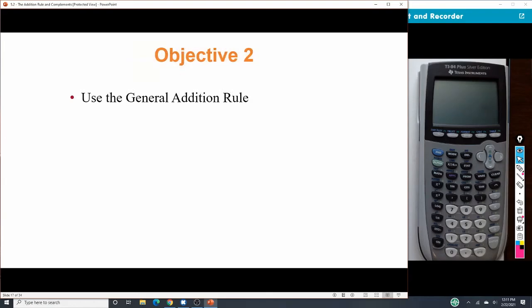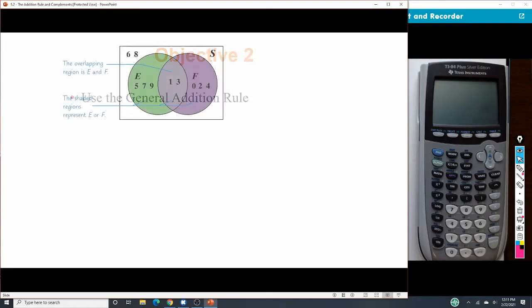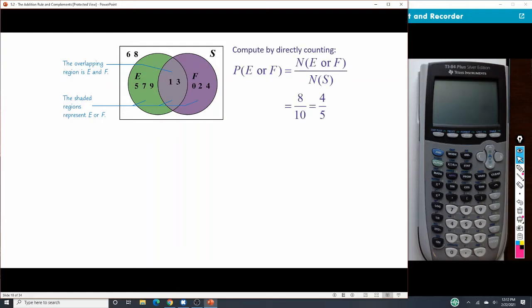Okay. Now, what about the general addition rule? That means what if we have an overlap? They're not disjoint. Okay? So we need to take things into account. Now, we're just looking at computing it directly and counting the things. We can see that there are 8 items in the circles. So we're looking at whether it's in E or F here. We've counted up all those items. There are 8 different items in the circles out of the 10. And so 8 out of 10 means that it reduces to 4 out of 5 with those, or 0.8 if we were to do that math.